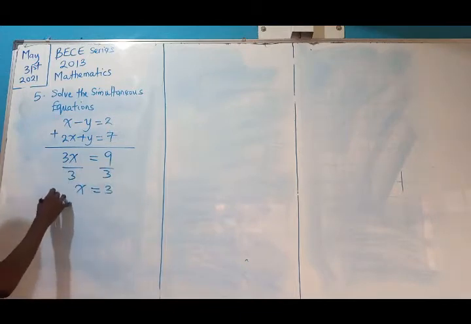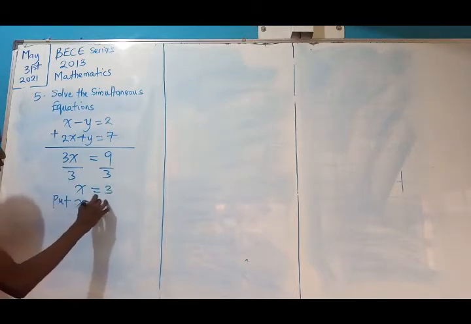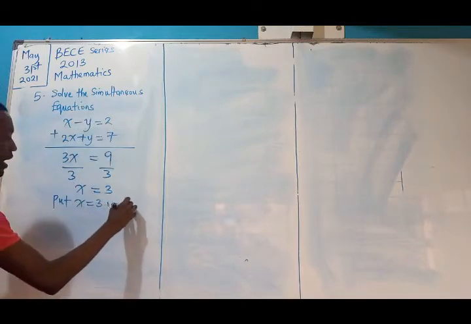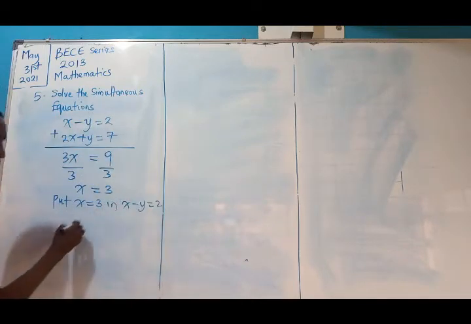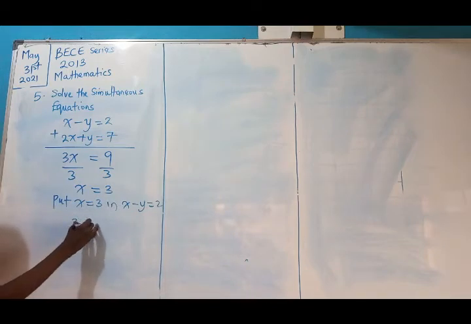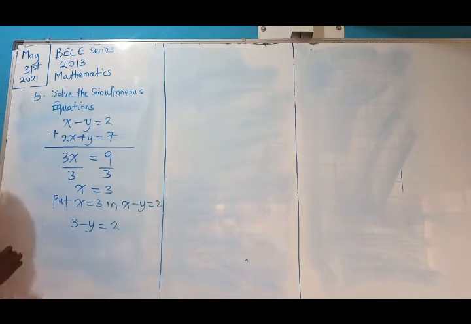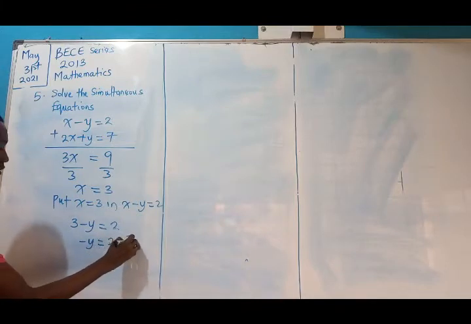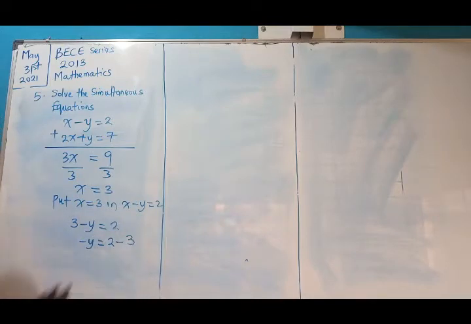3. So you put x equal to 3 in any one. X minus y equal to 2. And that will be what? 3 minus y equal to what? 2. Is that not? So that will be minus y equal to 2 minus what? 3. Am I right with that? So that will mean that negative y will be equal to negative 1. Y is equal to 1.